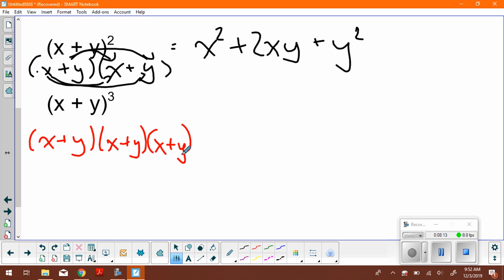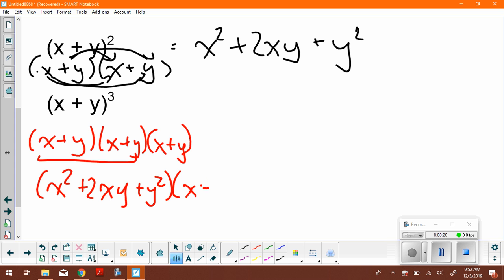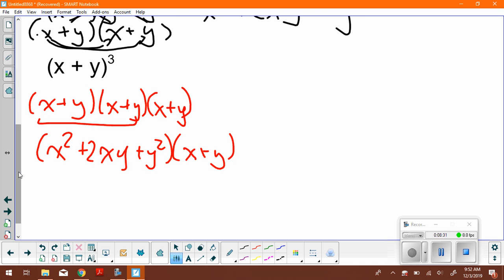Now we just did what happens when I multiply 2 of them together, x plus y squared. So if I multiply the first 2 together, I get my x squared plus 2xy plus y squared, and that's going to be times x plus y. Now I need to expand that out. So I've got x squared times x, that's x cubed. Now x squared times y is x squared y, but then 2xy times x is 2x squared y. So that's going to be a grand total. Actually, I'll just write them all out first.